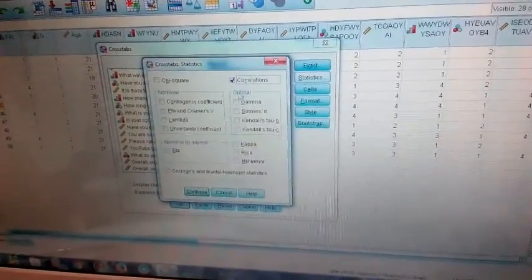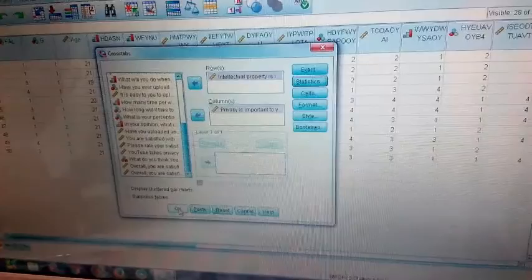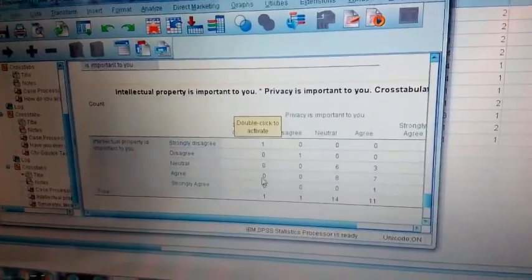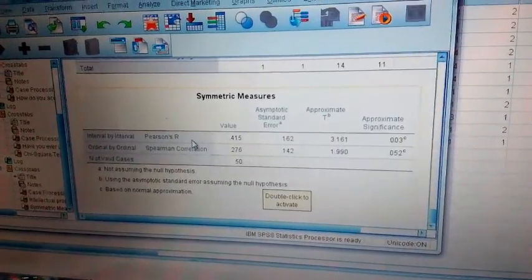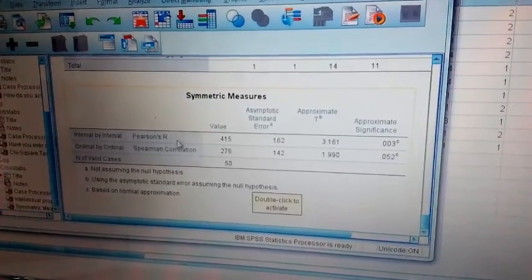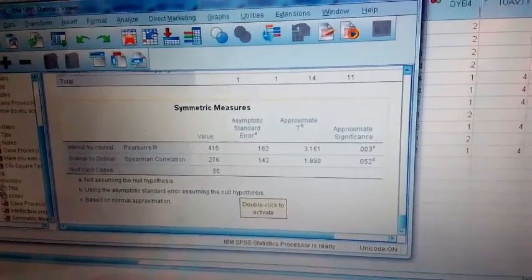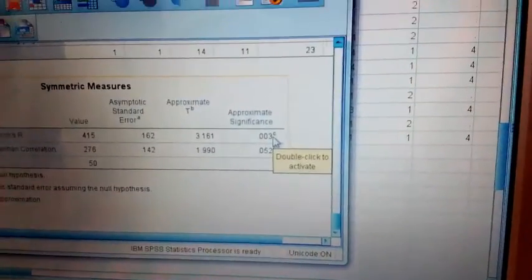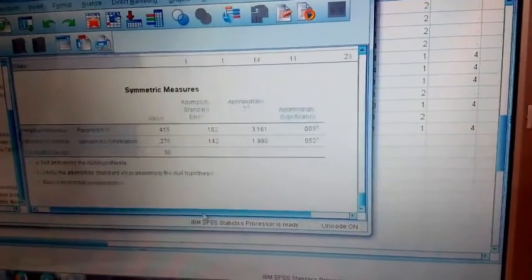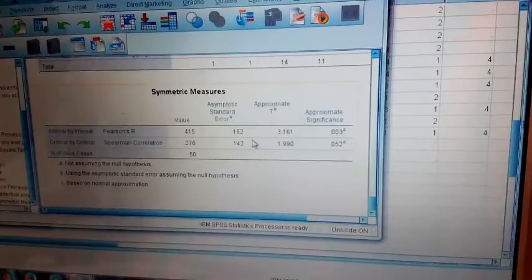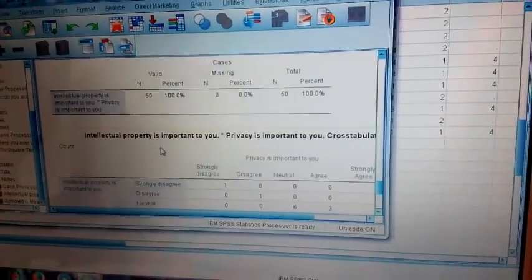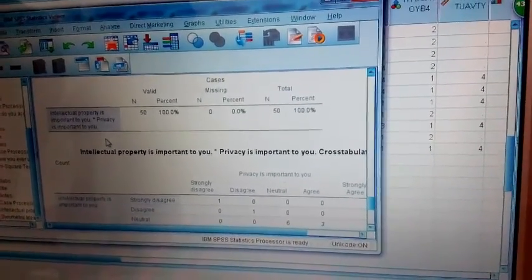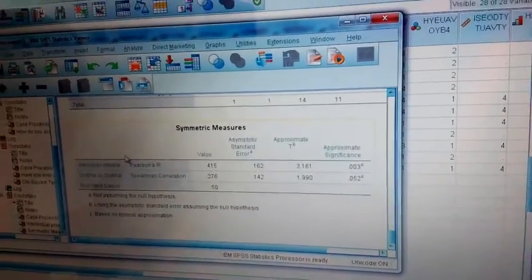So we want to see the relationship between two variables. I click correlation, then I can see the correlation here. The Pearson R. We look at the R value. You can see 0.03 is less than 0.05, so your result is significant. That means there is a relationship between these two variables. Those who think intellectual property is important also think privacy is important. These two variables have a positive relationship.